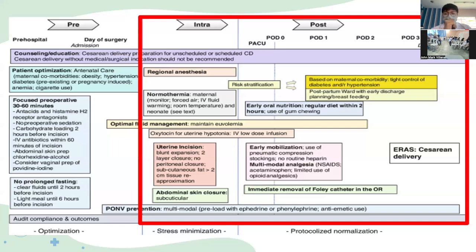For prophylactic interventions, we have the prophylactic vasopressor to decrease hypotension-associated intraoperative nausea and vomiting. And a combination of two or three prophylactic IV antiemetics with different mechanisms of action. Examples are ondansetron, dexamethasone, and metoclopramide.